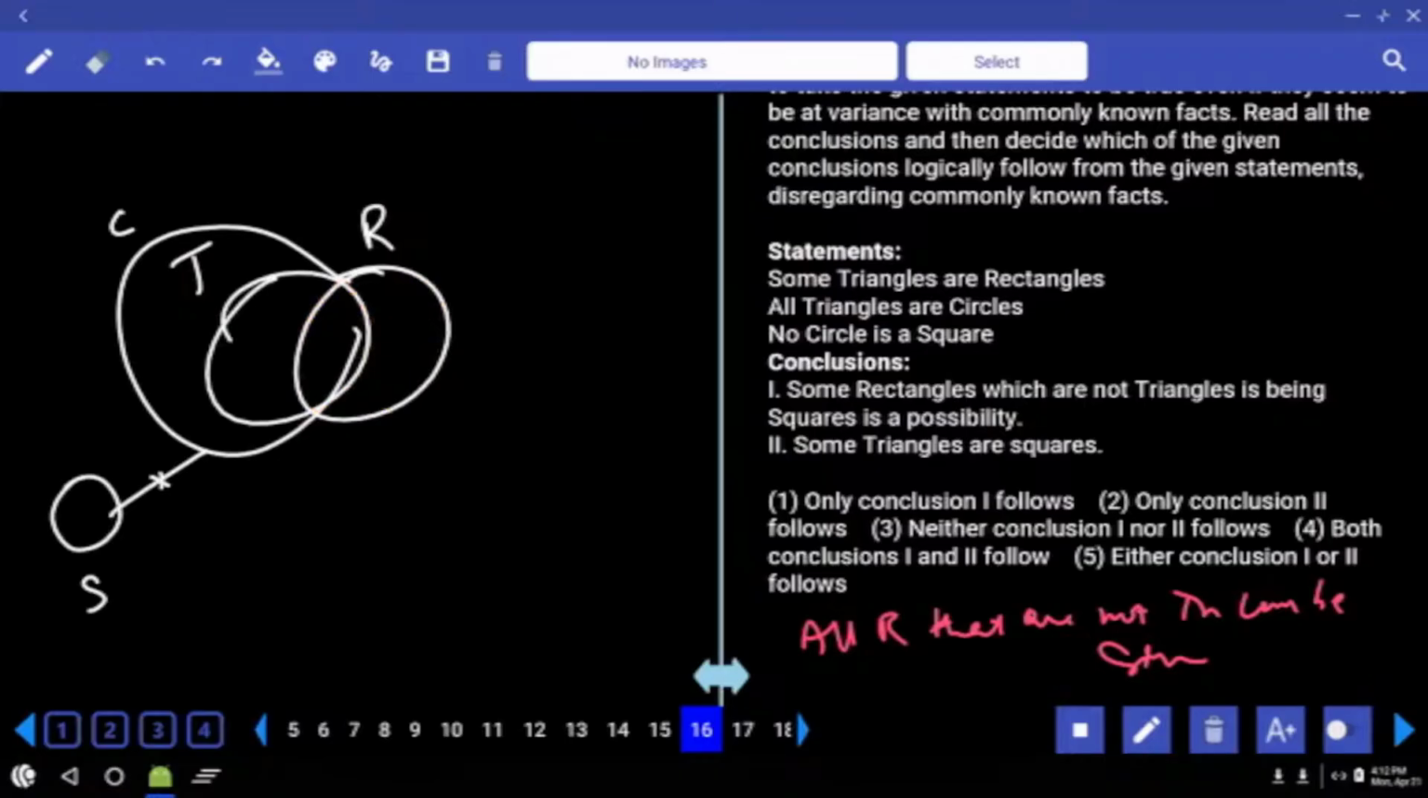Clear? And all rectangles that are not triangles. Now up to here this is a part of triangle. Apart from this one, all these are a part of not rectangle. Whether they can be part of squares or not. Yes, it is your answer.